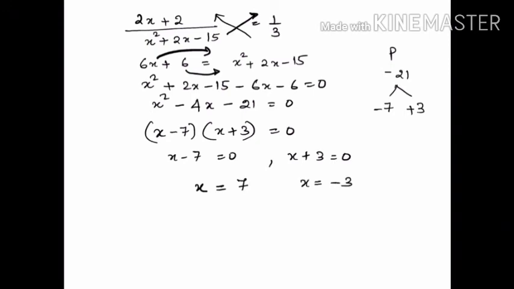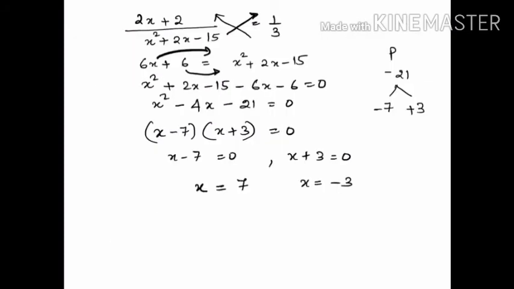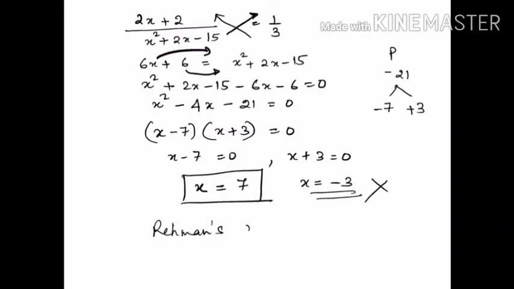Now since this is an age question, age cannot be negative. So the answer is 7. So Rahman's age is 7 years.